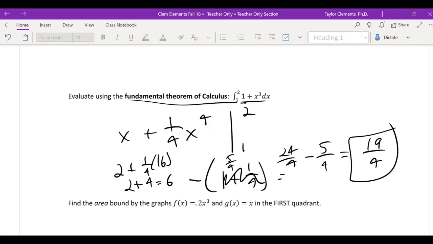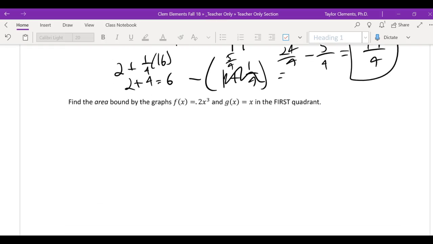Cool. And of course, that's one that we can easily check in the calculator as well. There's no FTC, we can always check in the calculator. So let's see, integral from 1 to 2 of 1 plus x cubed dx. That's the same as 19 fourths. Excellent. All right, moving on.